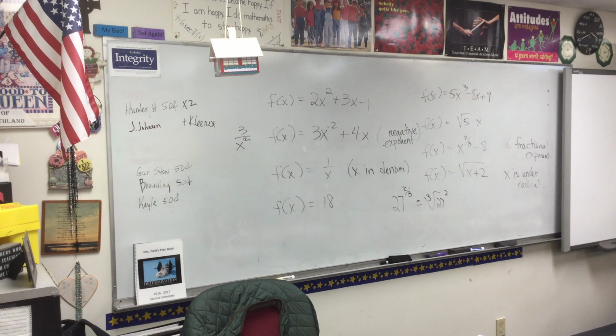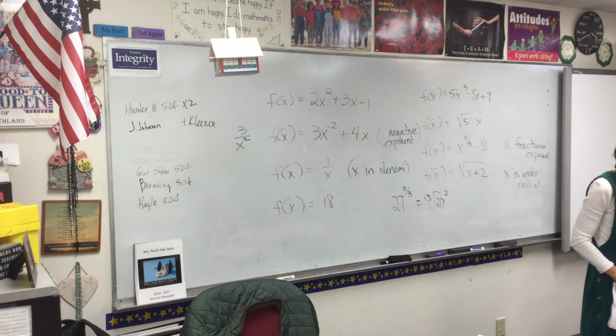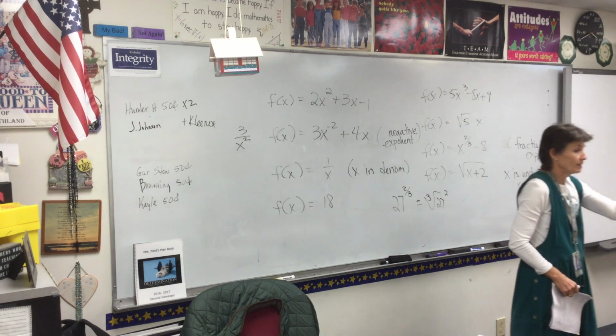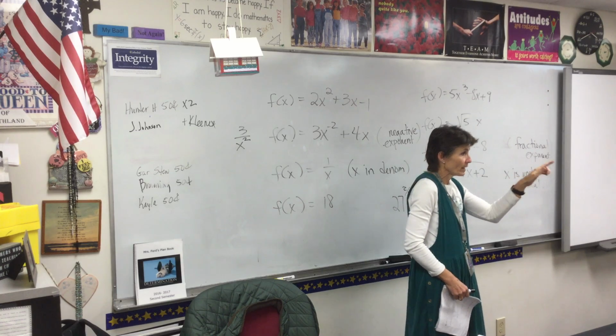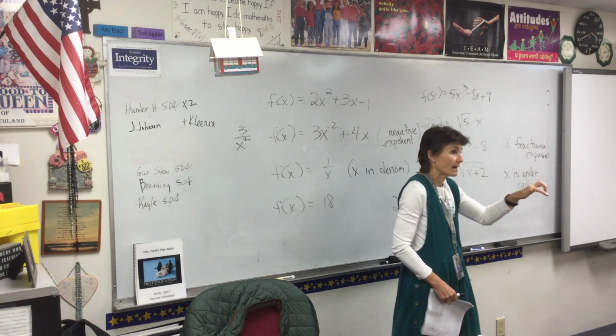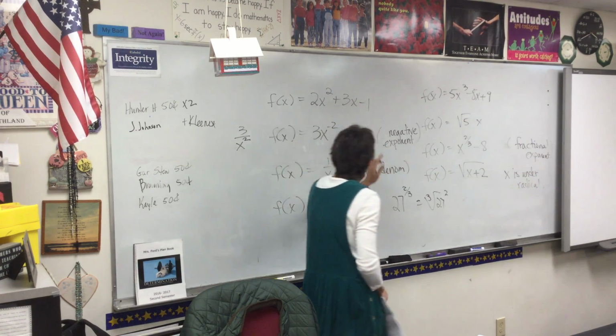Let me say them one more time. You cannot have a fractional exponent or a negative exponent on your x. Okay? You cannot have x under the radical, and you cannot have x in the denominator. So those are your rules, all right? So when you look at a problem and it says, is it a polynomial, you ask yourself, okay, what of those do I have or not have? So let's go back and look at the ones we haven't talked about.